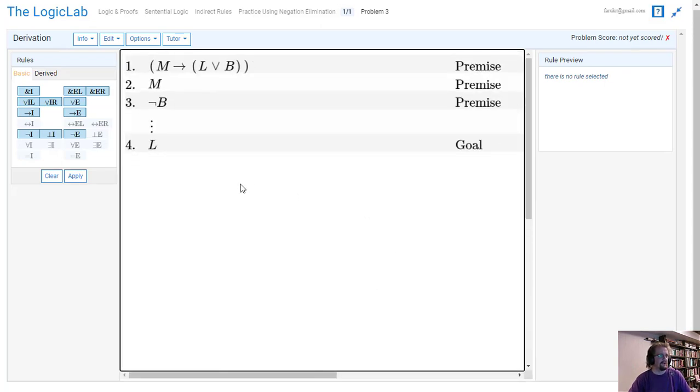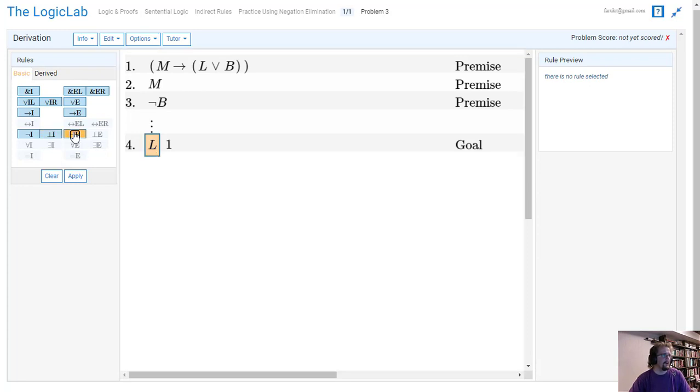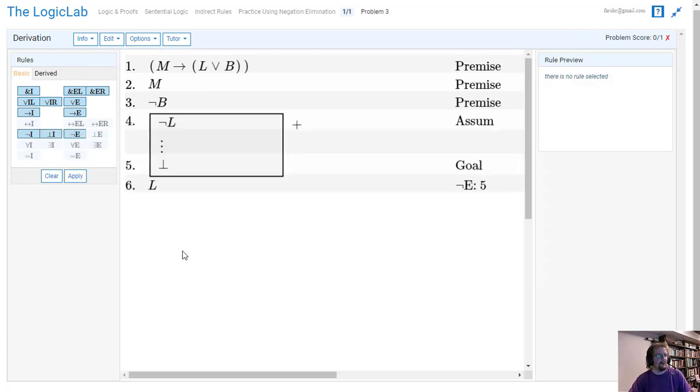Whoops, too far in. So we're going to do negation elimination on the L. Now, you might be wondering, why are we even doing this? Well, it's because with these premises, I somehow have to arrive at the idea of L. Now, granted, looking at these premises, it's kind of straightforward. If I have a true antecedent for number 1, which is found in line 2, then my consequent here, which is L or B, has to be true.